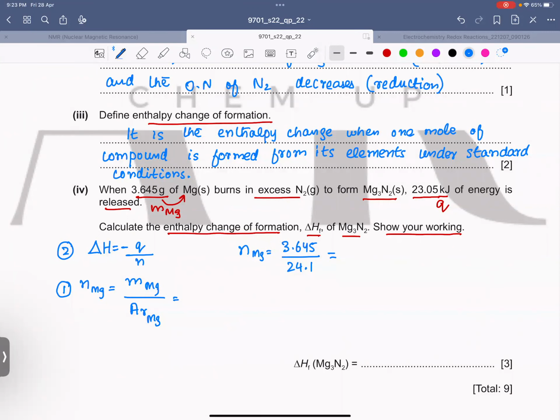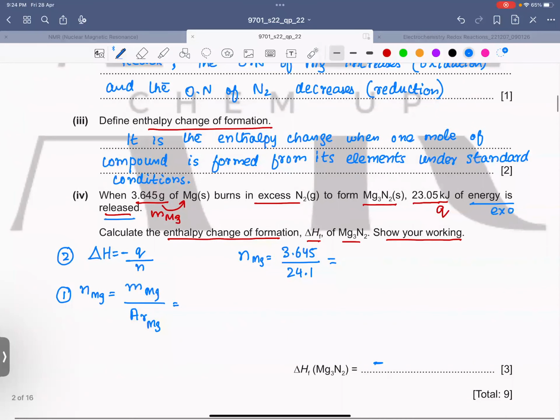Actually, it depends. Here, I got this information that energy is released. So if the energy is released, it means that it's an exothermic reaction, right? And that's why the enthalpy change of formation must be negative, the answer with a negative value. So that's why I put a negative sign over here. Moles are 0.151. Okay.